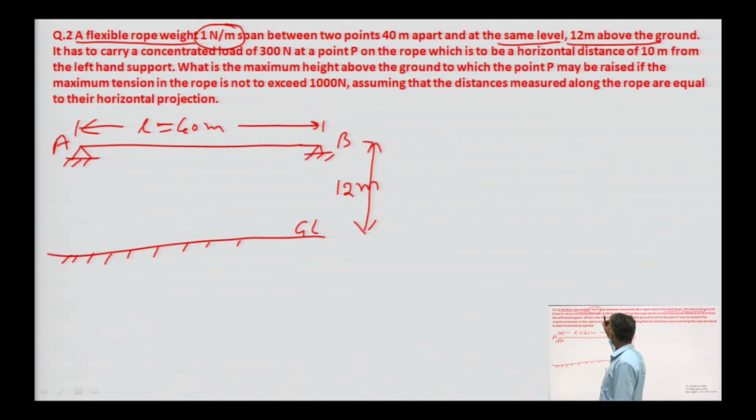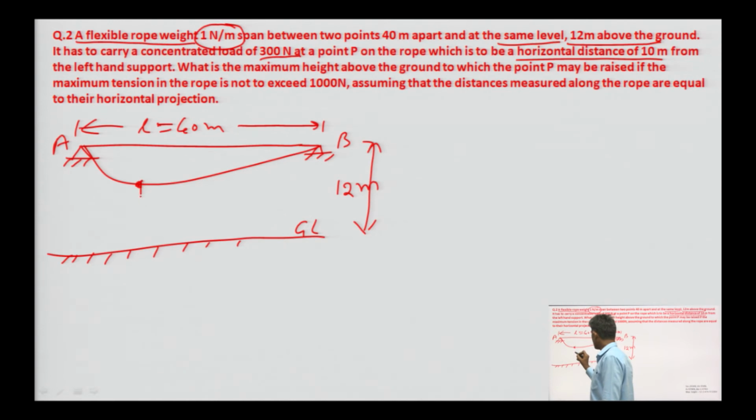It has to carry a concentrated load of 300 Newton at a point P on the rope, which is at a horizontal distance of 10 meter from the left hand support. Means from A, a point load has to be placed. And this load P, the value of this load is 300 Newton, and the horizontal distance is given as 10 meter.